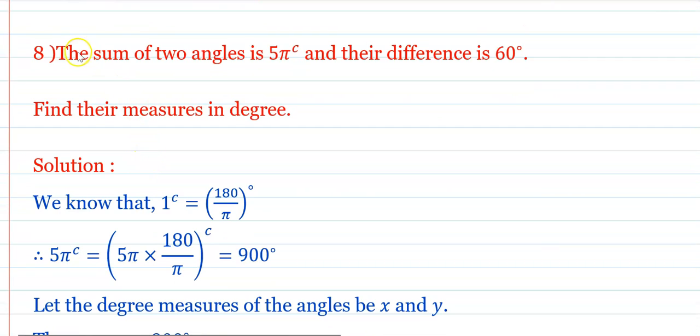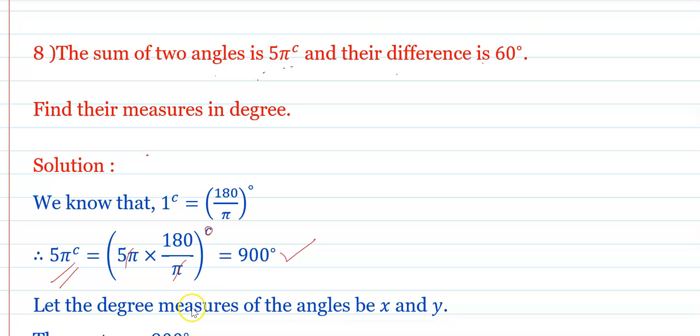Okay, question number 8. The sum of the two angles is 5 pi radian and the difference is 60 degree. Find their measures in the degree. Okay, now this radian, ज्याची sum किती आहे तर 5 pi radian. We will convert it to the degree. That is 5 pi multiplied with 180 upon pi. Okay, and it is converted into the degree. This pi gets cancelled. 180 into 5, you will get 900 degree.